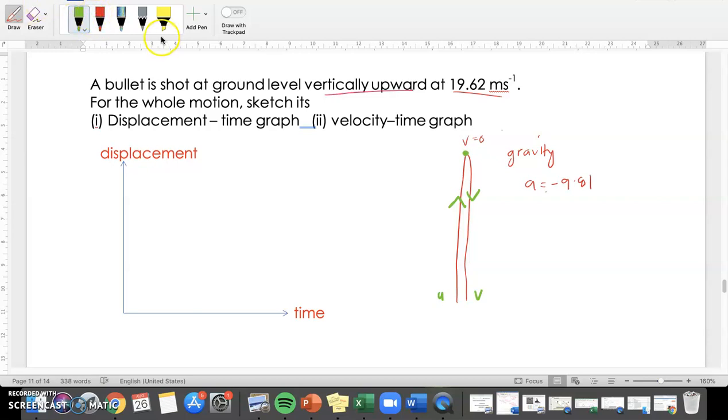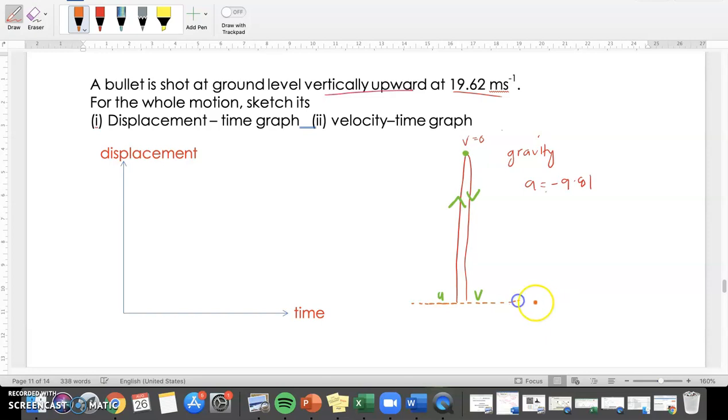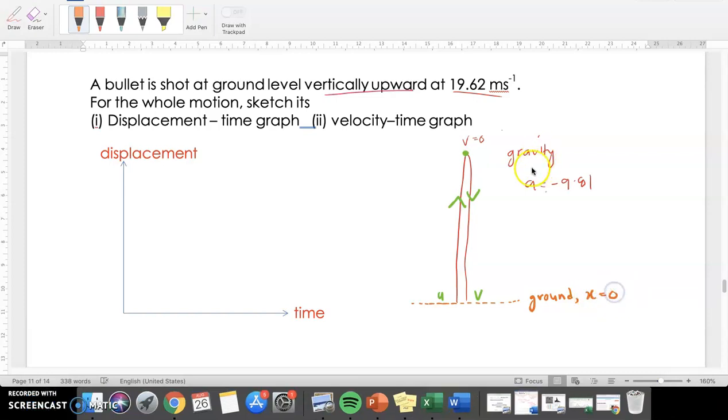How should I look at this diagram and determine what my displacement is? To help you see that, I'm just going to label this as the ground level. The ground level, we can say that this is 0 displacement, x equals 0. Which means that as we go up, our x increases and reaches a maximum height, and then it goes down again. It never becomes negative, right? Because our ground level is defined as x equals 0.